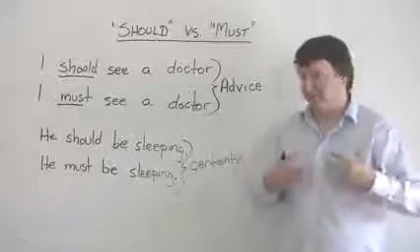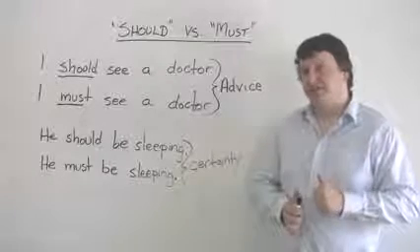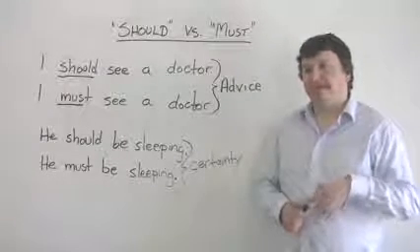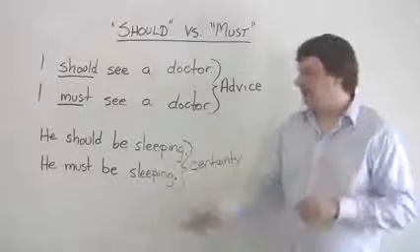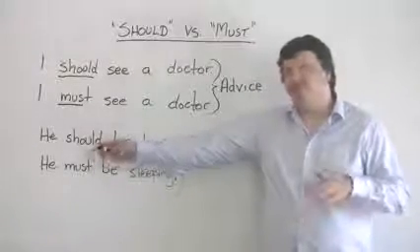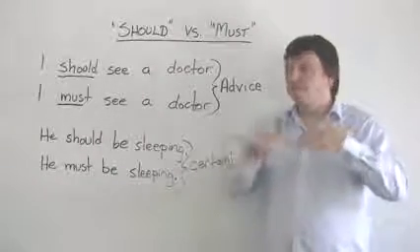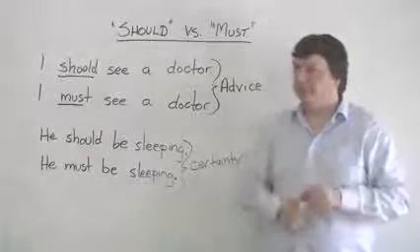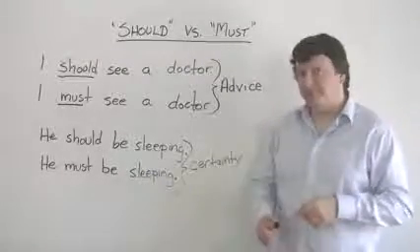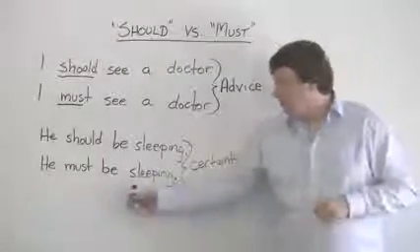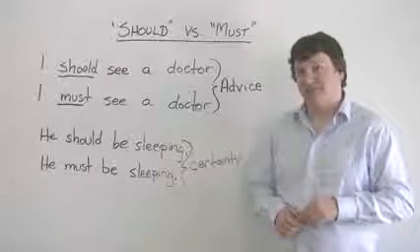Okay? You're still with me, right? Now, if I say he should be sleeping, I think he is probably sleeping. So your level of certainty is at about over 50%. He should be sleeping. I think he is sleeping. Here, he must be sleeping. You are almost certain that he is sleeping.